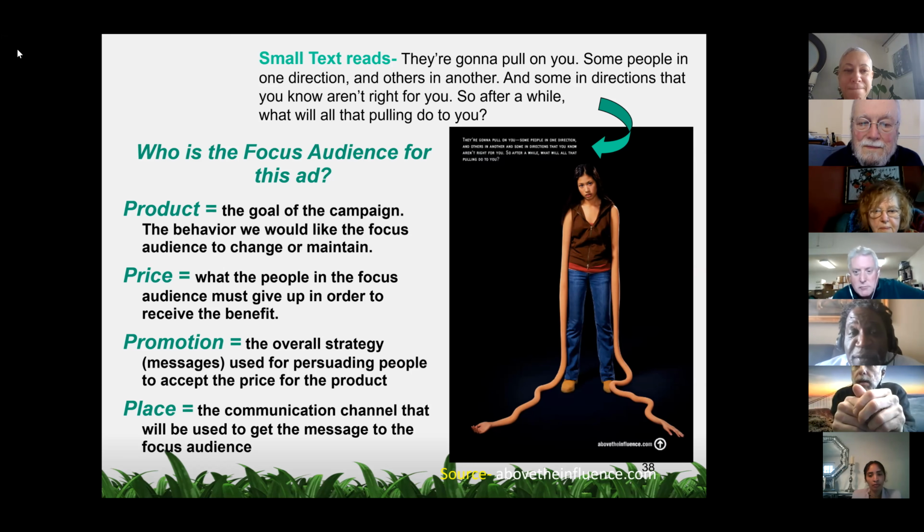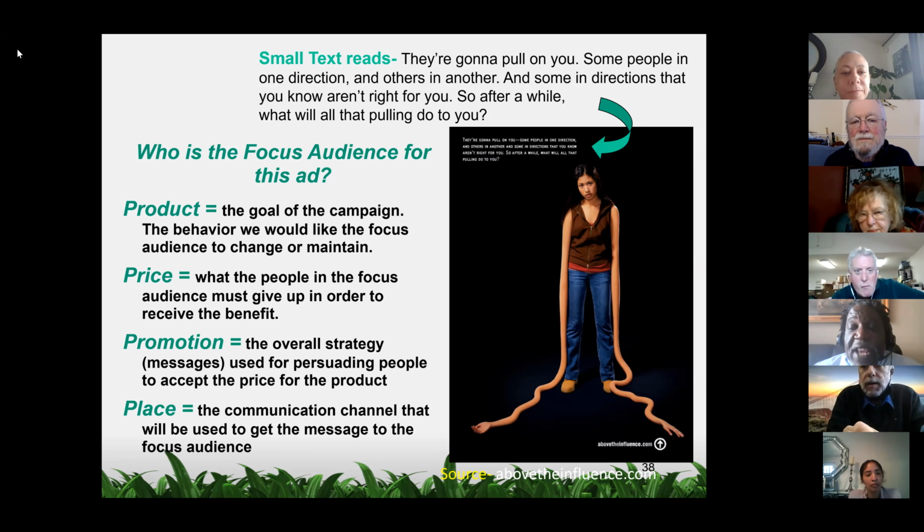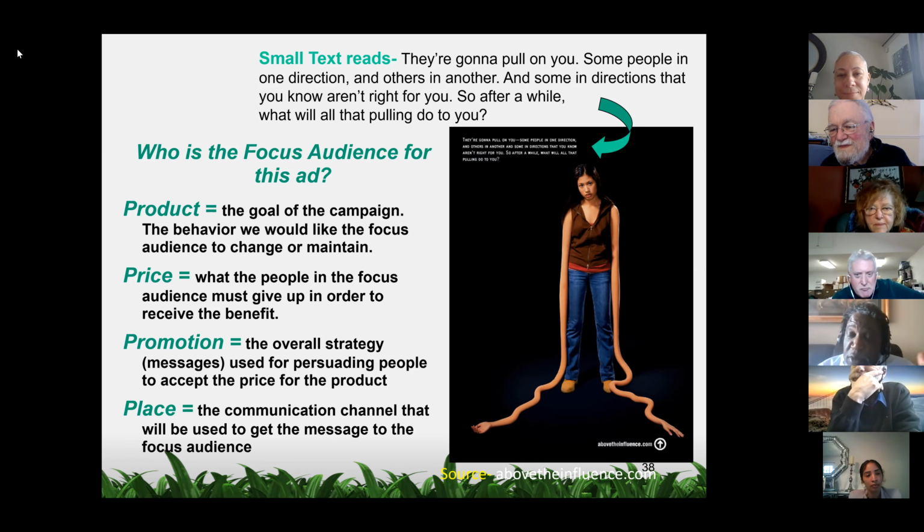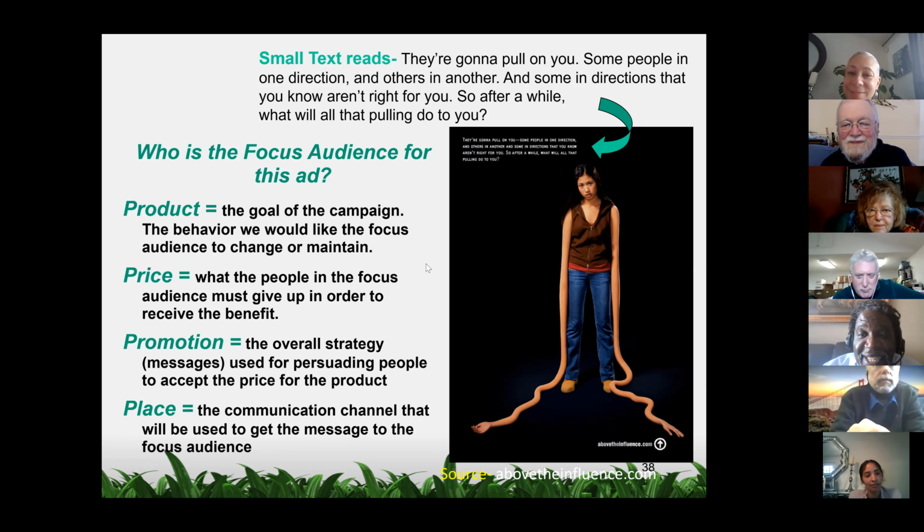What's the price she's asking you to pay? Everybody's going to be pulling at you. It's about peer pressure. Are you willing to give up peer pressure, to stop hanging with the friends that don't do it? How are you going to promote this? How are you going to get the message out that, as people pull you, you want to go in your own direction? And then we get to use certain communication channels. Maybe we use billboards, Snapchat, Instagram. Maybe we look at all the different places we want to put this. Looks exhausting, yes it does, doesn't it? She's pulled everywhere to get the information out.